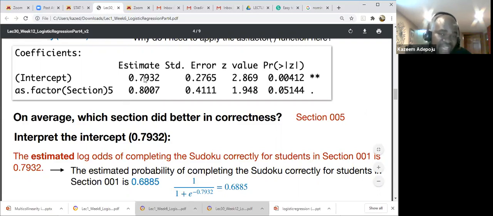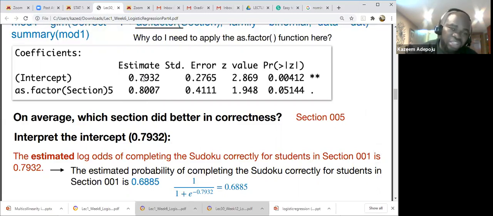So this guy here actually applies to the other level of the predictor that is not here. What you see here now is section 5. So the intercept actually has to do with section 1. And that was why I said that. Can you see that now? So that is a way to estimate the log odds.